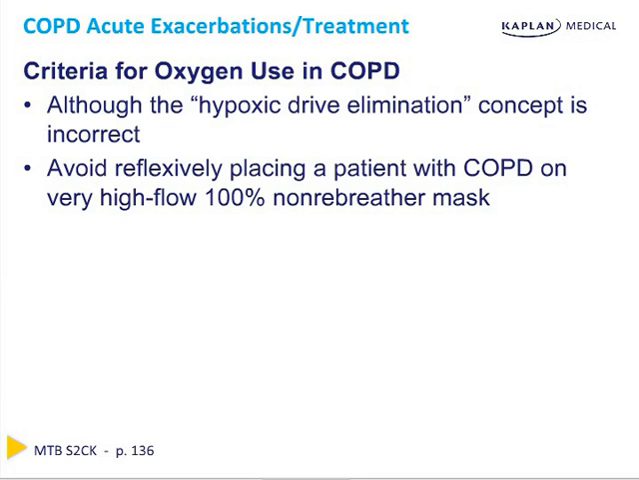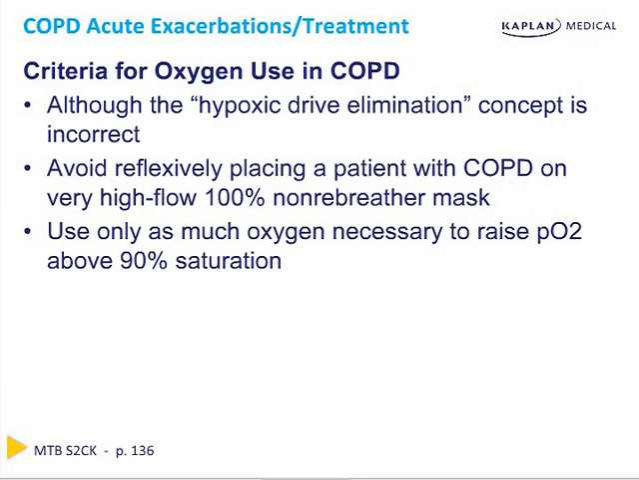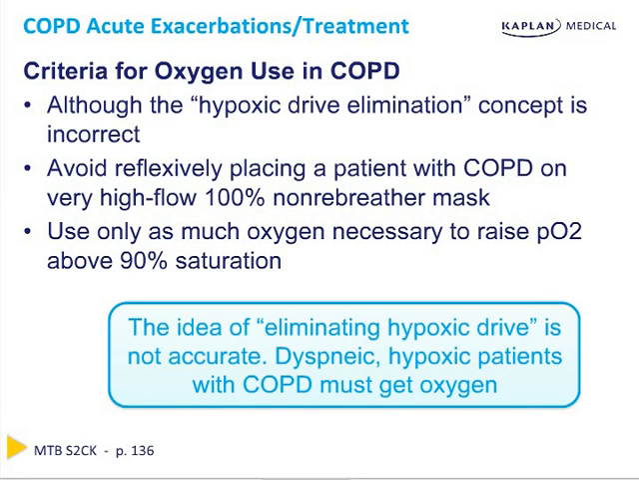The fear is that if we put large amounts of oxygen on the patient, you're going to remove their hypoxic drive to breathe, and without a hypercarbic drive to breathe, they'll stop breathing. This is only true again if you use extremely high concentrations of oxygen for long periods of time. In general, the hypoxic drive elimination concept is incorrect, and in fact, oxygen is quite indicated in the setting of an acute COPD flare. The best way to use it is to only use as much oxygen as is necessary to raise the PO2 to above 90% saturation. Remember, dyspneic, hypoxic patients with COPD must get oxygen.